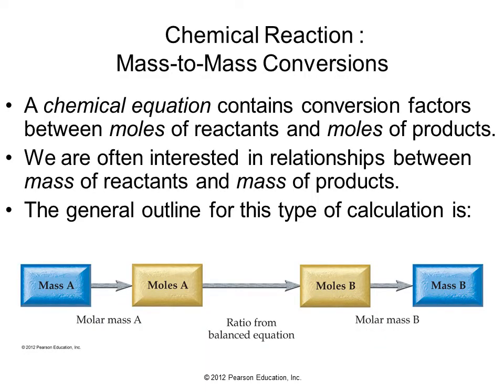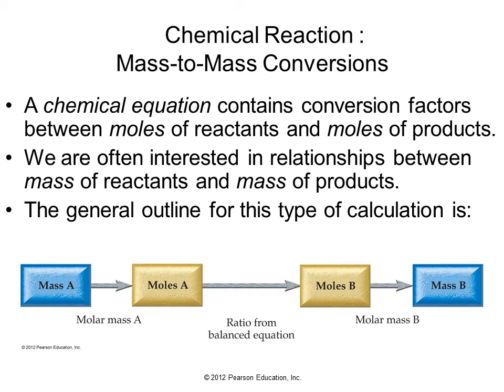In chemical reactions, oftentimes we're more interested in mass-to-mass conversions. A chemical equation contains conversion factors between moles of reactants and moles of products, but we would like perhaps to know what mass of reactants will produce what mass of products.